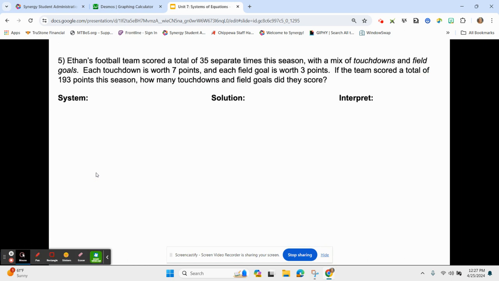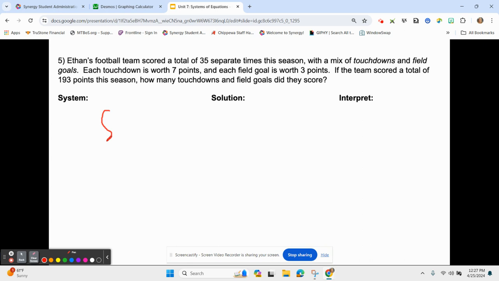My next problem here: Ethan's football team scored a total of 35 separate times this season. It was a mix of touchdowns and field goals. So they scored 35 separate times with a mix of touchdowns and field goals. Now, each touchdown is worth 7 points, and each field goal is worth 3 points. If the team scores a total of 193 points, how many touchdowns and field goals did they actually score?